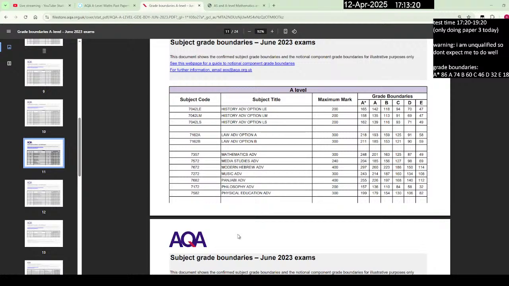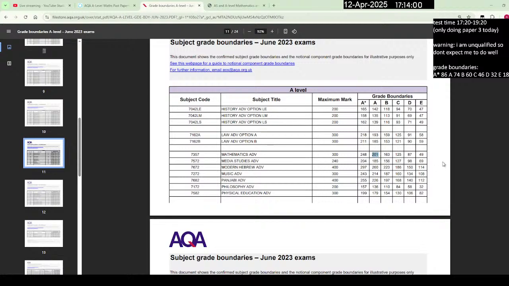Now, based on what I got from paper 1 and 2, I got 65 on paper 1 and 78 on paper 2. If you add that up, 65 plus 78 is 143. So if I wanted an A star overall, I can't do it. It's already impossible. I need 105 out of 100 to get A star, which is not possible. So already we're locked out of an A star, but for an A, it's not so bad.